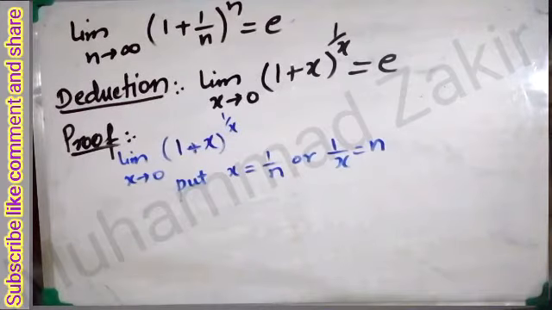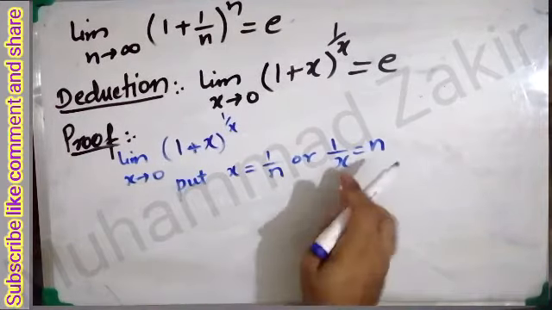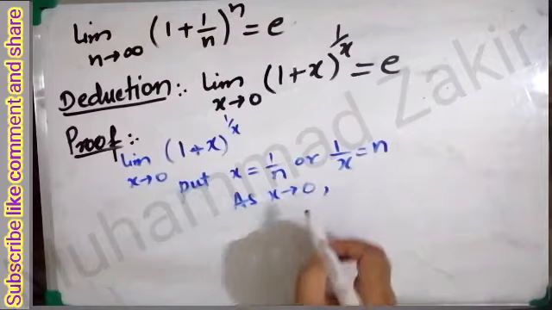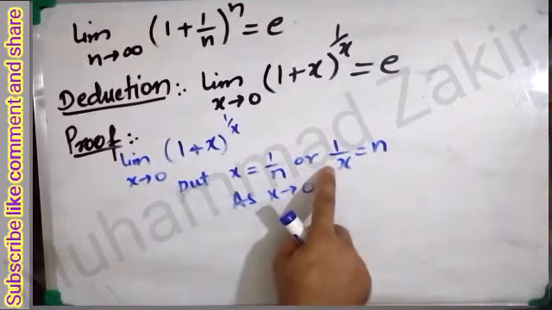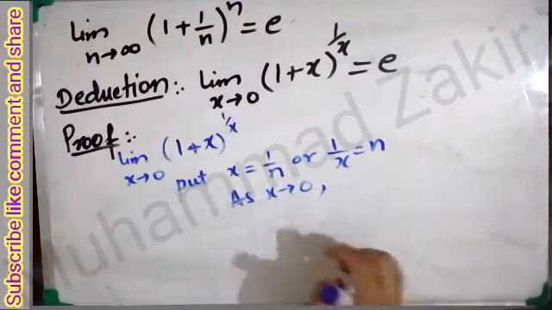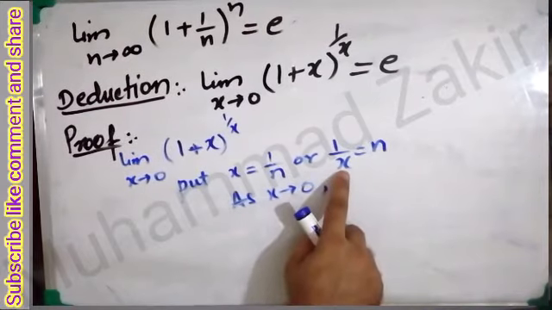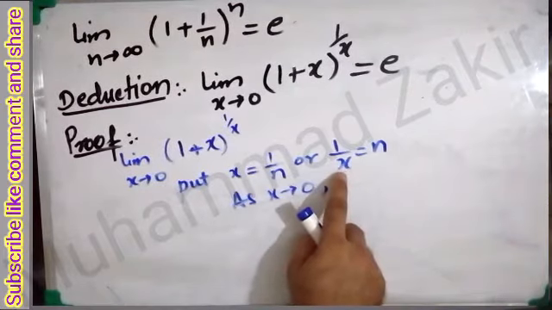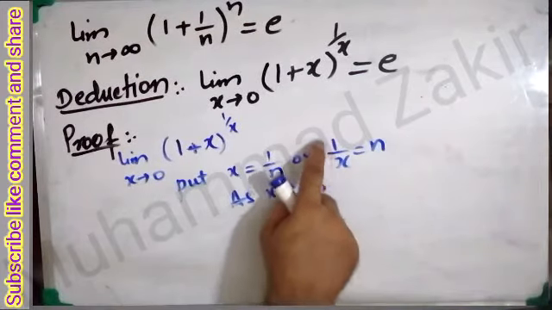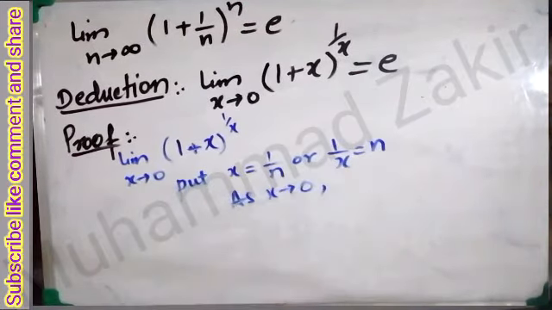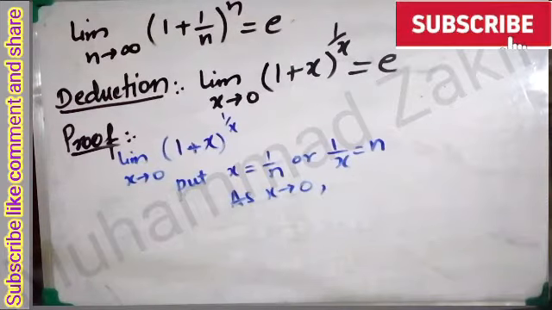Now because of this, what will happen? As x approaches 0, 1 by x approaches infinity. As x approaches 0, x in the denominator becomes smaller and smaller, so the answer will be very large. The answer is 1 by x: as x approaches 0, 1 by x will be infinity, very large. This we have studied on previous pages and seen.